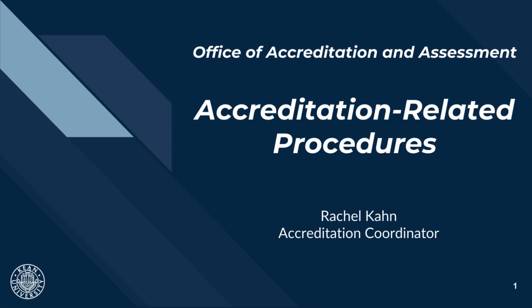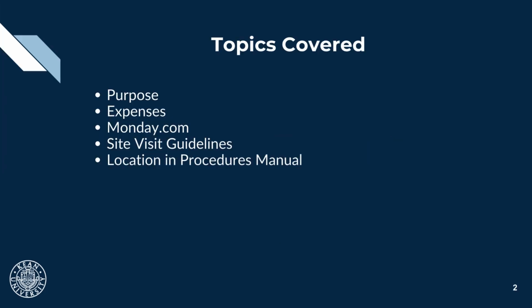I realize that a lot of this is in the OAA procedure manual presently, which is new on the OAA website, but I just wanted to give you all an overview of what the newly established accreditation-related procedures are. The topics covered are going to be three major areas that the accreditation-related procedures encompass. They are accreditation-related expenses, the Monday.com accreditation schedule management system, and a very general guide to accreditation-related site visit logistics.